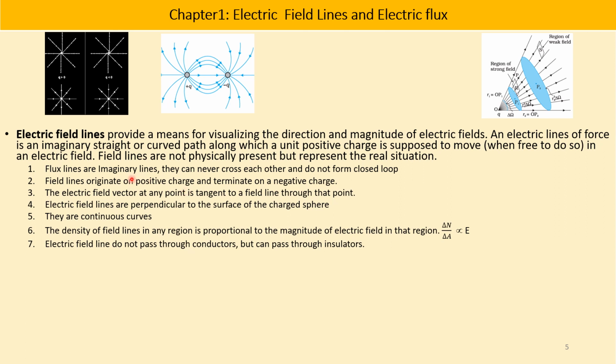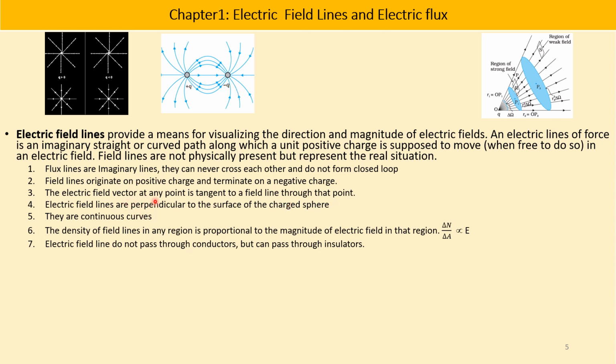Flux lines are field lines. Both are the same. Flux lines are imaginary lines. They can never cross each other and do not form closed loops. Electric field lines originate on positive charge and terminate on negative charge. So it starts from positive and terminates on negative, plus q and minus q in the diagram as shown in the figure.